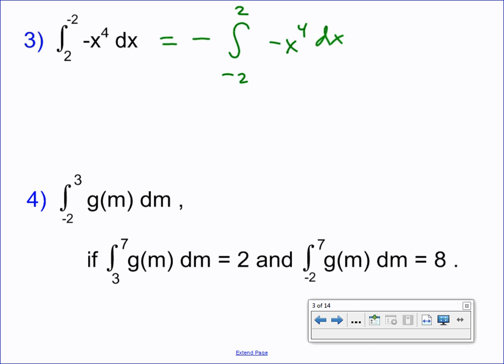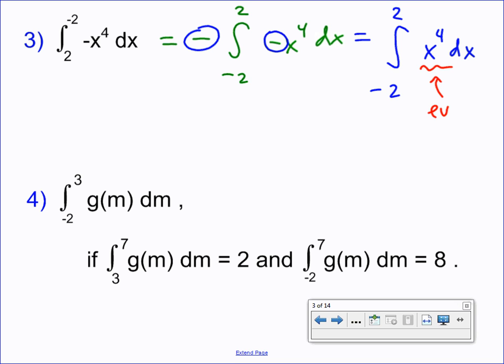No, but it's going to help with my subsequent evaluation and consideration, because now look, a negative times a negative overall is a positive. So now I can use my knowledge here, negative 2 to 2 of x to the 4th dx. And one more property I'm going to apply. Notice how my limits are exact opposites. Notice how that negative 2 and positive 2 are exact opposites, and I have an even power function. So again, I'm going to use my properties to make my life easier.